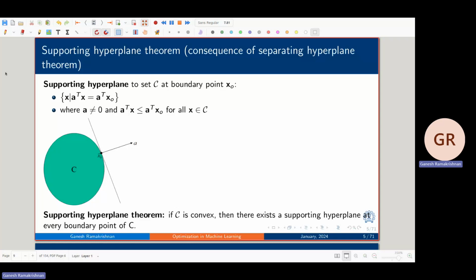So if you have x naught on the boundary and you're trying to separate x naught, let me show it here. This is C, and this is x naught. Now I take the interior of C. All I'm saying is, can we view the interior of C as being separated from x naught by the supporting hyperplane? Not strict separation, just separation.